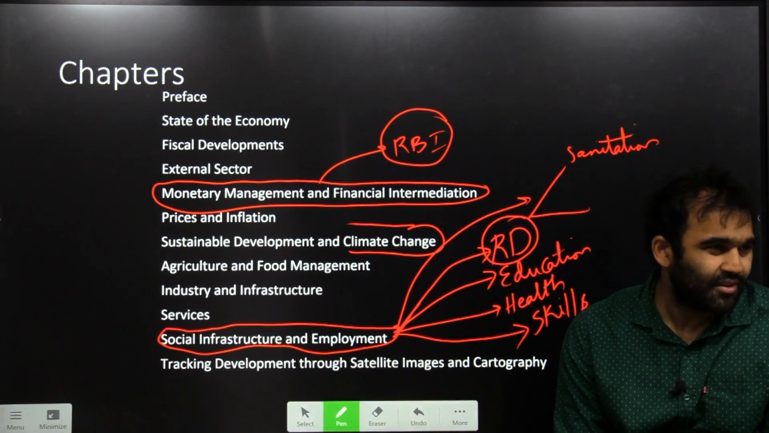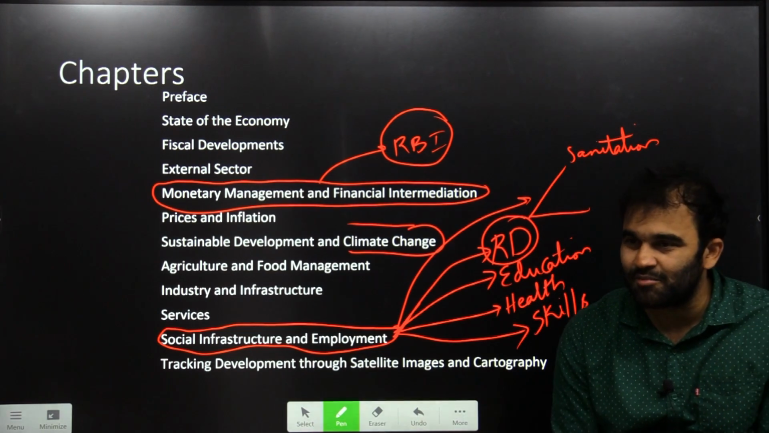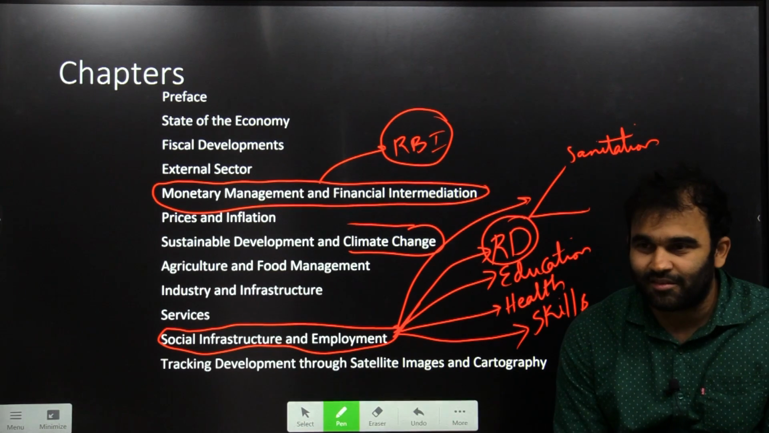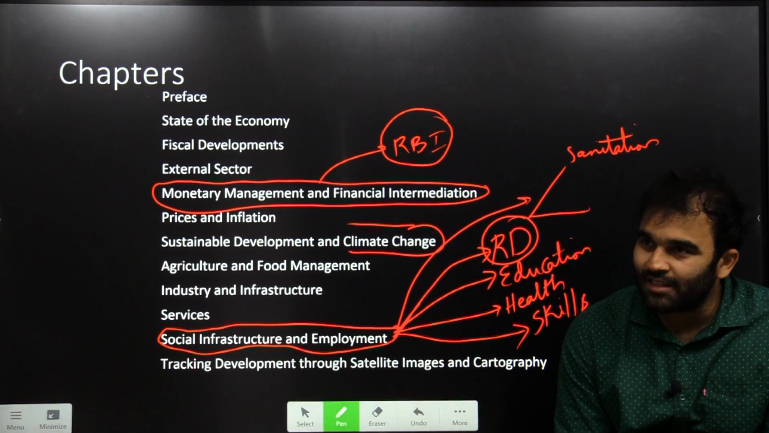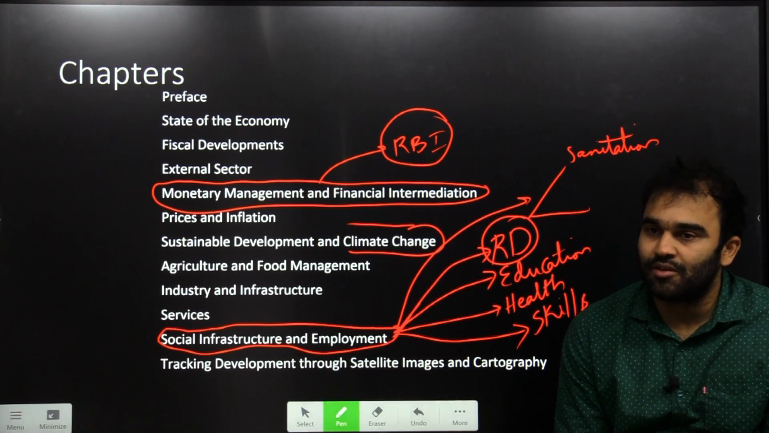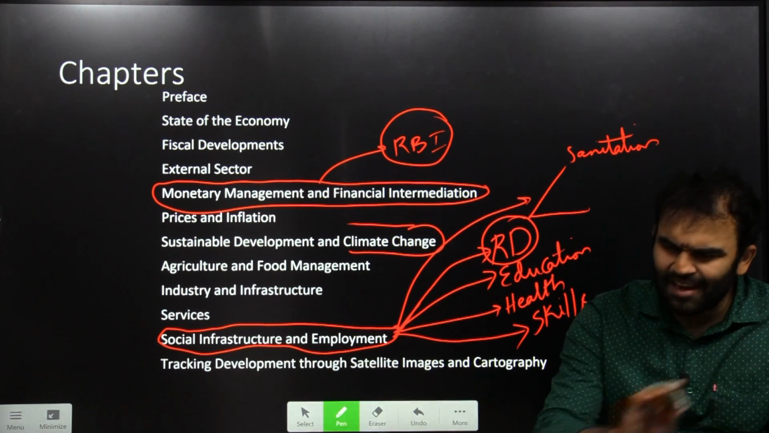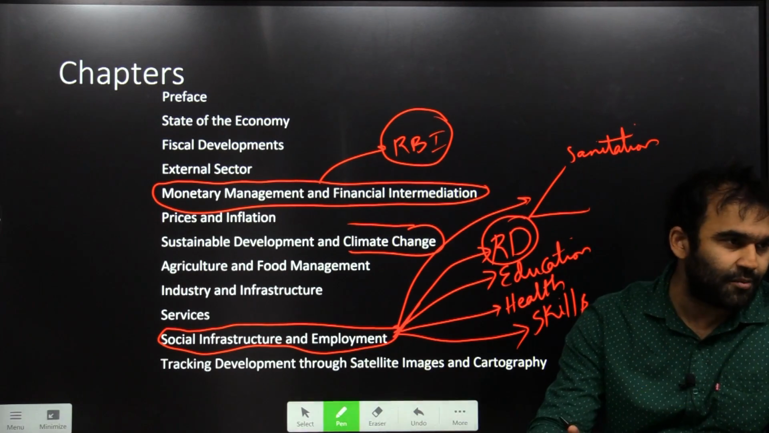For most students, economy itself is the driest subject, and when it comes to economic survey, it will be all the more dry. So don't make that mistake. Just refresh your memory once, then start reading the survey, because it's the same words and the same concepts you will be using.